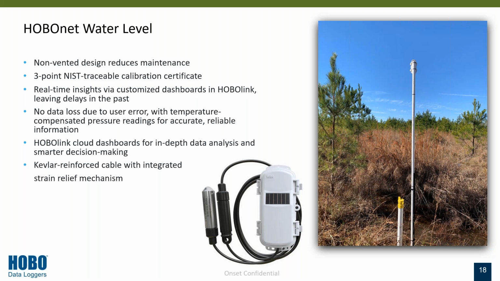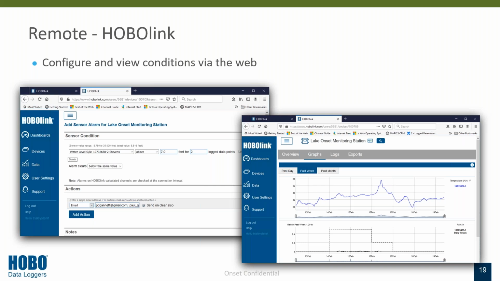And now we will go ahead and talk about how to access that data. To access your data from any of our remote monitoring stations, you're going to want to use our HOBO software. This is our web-based software where you are able to view your data from anywhere at any point in time without having to be within range.